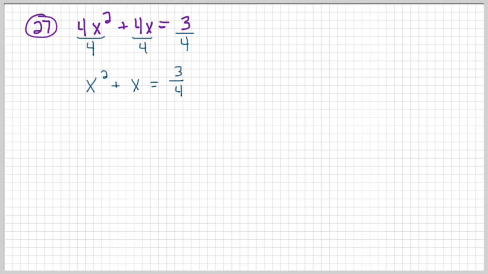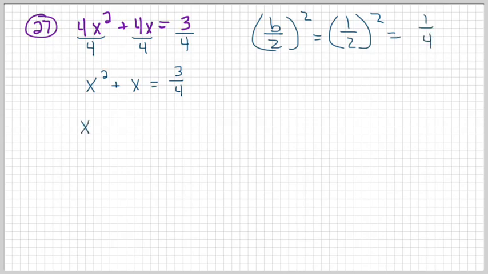Next we're going to take the b value, divide it by 2, and square it. b in this case is 1. It's right in front of the x. Doesn't show the 1, but it's implied. And I square 1 and get 1, and square 2 and get 4. So I'm adding 1/4 to both sides. So here I go. I add the 1/4. Add it to the left. I've got to add it to the right.